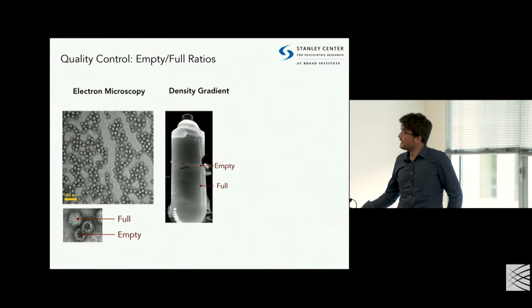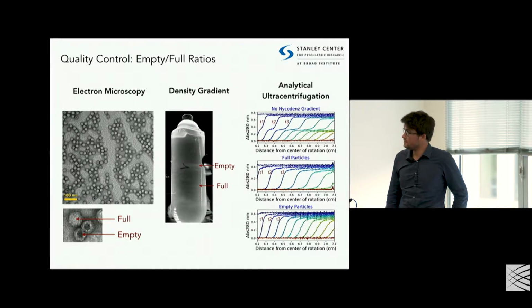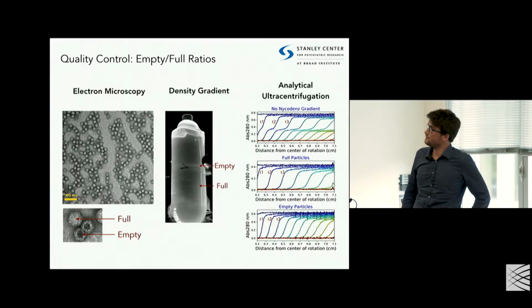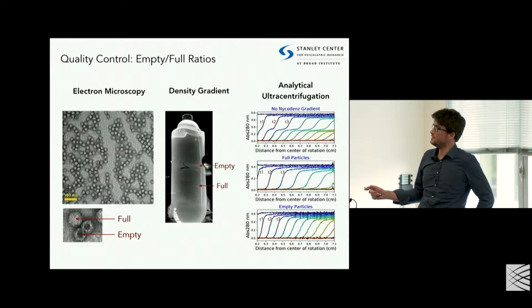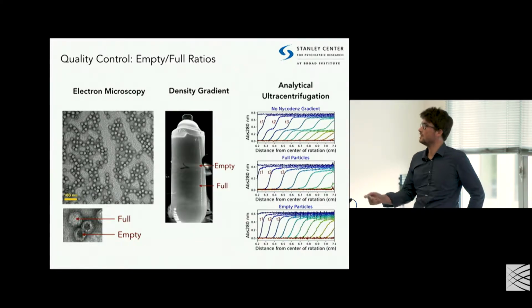chromatography. And we also have the ability to assess the ratio of empty and full by analytical ultracentrifugation. What I'm showing you here is a sedimentation profile. You have your sedimentation being followed at different time points, and I'm showing you the absorbance as a function of the distance from your center of rotation in the analytical ultracentrifuge. When you don't separate empty and full, you see two populations that form those two transitions right here. That's what you get for the full and the empty particles.